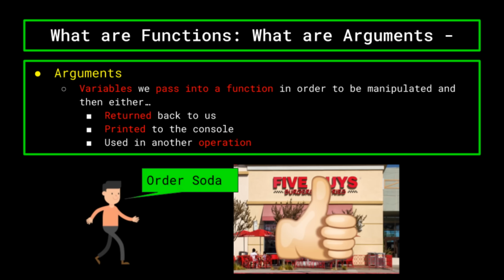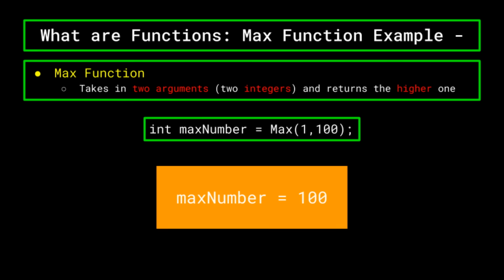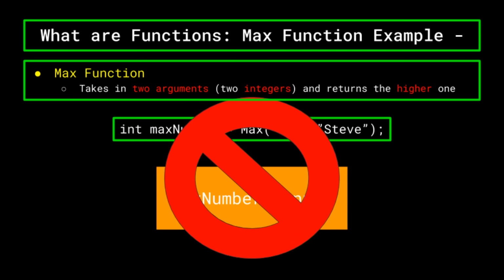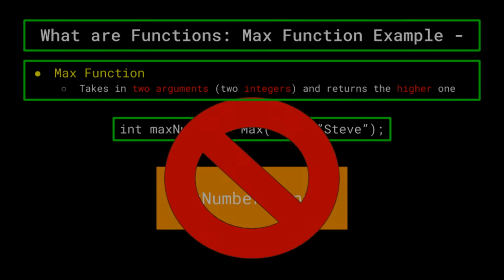As an example of a function that takes in arguments, let's look at the max function, which takes in 2 integers as arguments and returns the maximum number between the 2. Now for this function, if you don't input 2 numbers or variables for it to compare, it's going to throw you an error, just like the Five Guys employee. He doesn't know what you want to eat since you didn't provide him with any arguments, and the computer doesn't know which 2 numbers you wanted to compare and return since you didn't provide it with 2 integers.